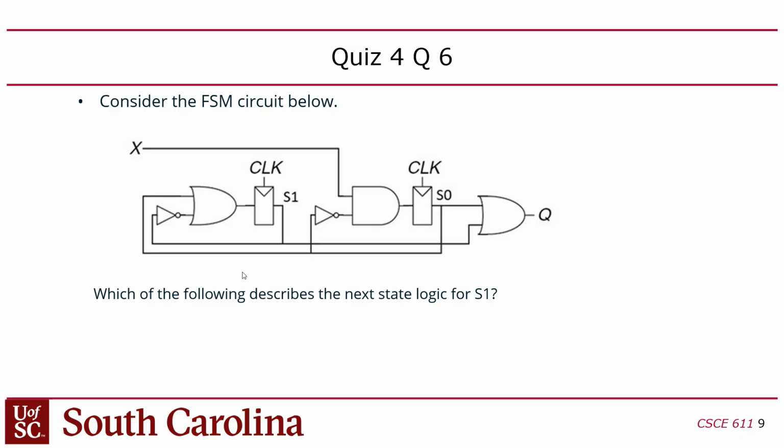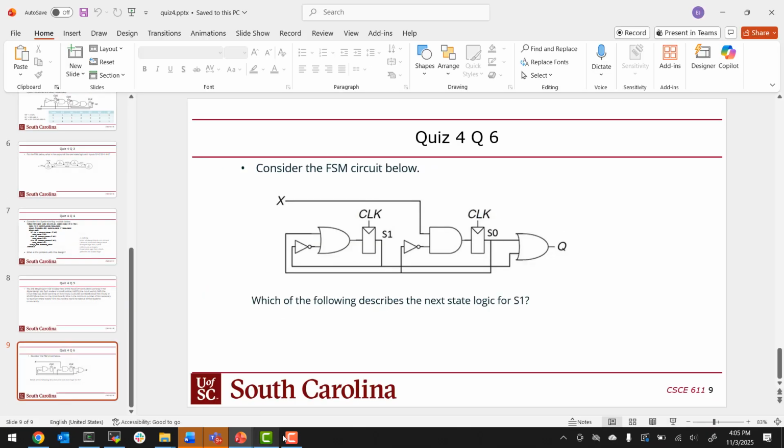And then consider the FSM circuit below. Which of the following describes the next state logic for S1? S1 is just, again, you're just looking at the input to the S1 register. It looks like there's an OR gate and it's ORing S0 or not S1, right? So you just have to kind of trace backwards. Okay, all right, that's the quiz.